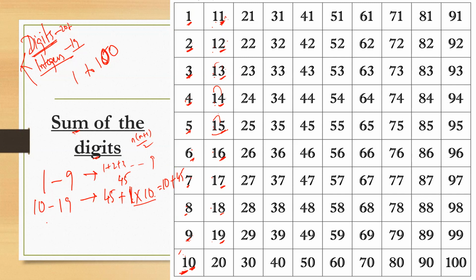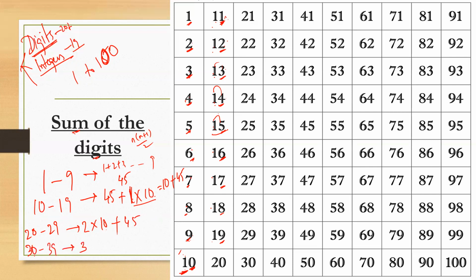Okay. Same thing. What happens from 20 till 29? Here, the digit in tens place is 2. It's going to appear how many times? 10 times. Okay, so the summation of 2 plus 2 plus 2 like that 10 times. It has 20. The rest is what? Again 45. Okay. From 30 till 39, what will happen?